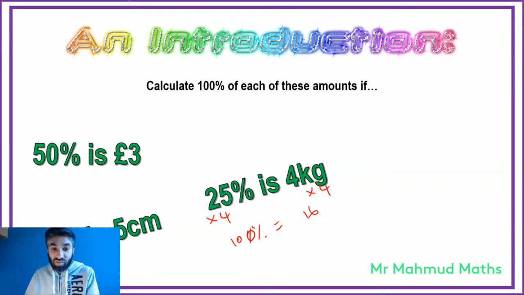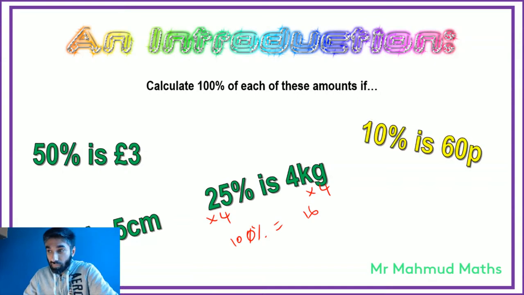Okay, next, 20% is 5 centimeters. What is 100%? Let's have a look. 20% is 5 centimeters. What is 100%? Fusion is saying 25, Silence has played 25, Asha Dadaboy 25, Actor is saying 25, yes, it is 25, well done. So we times 20 by 5, which is 100, that means we have to times 5 by 5 as well, which is 25.